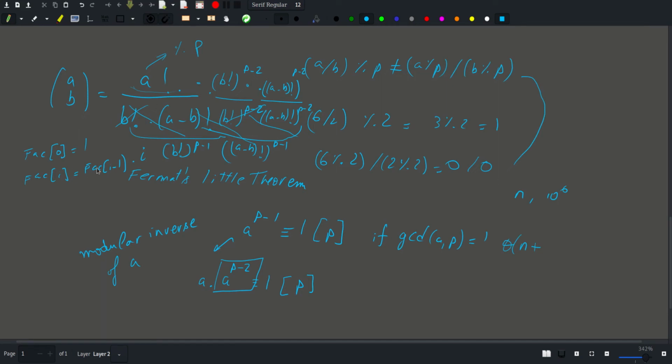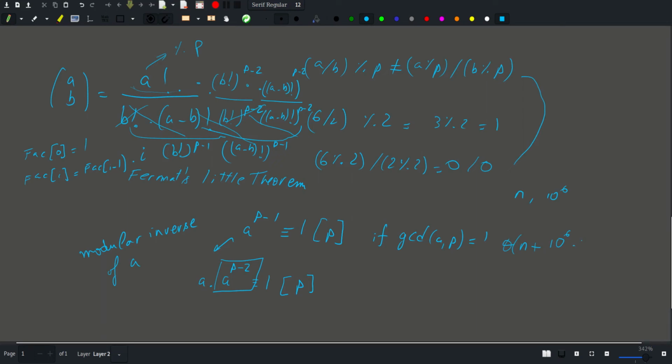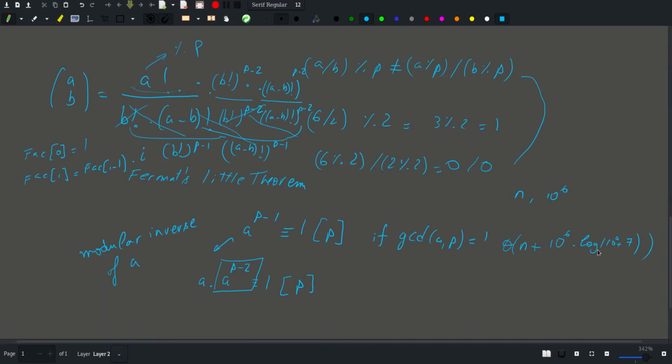and since we have to go up to 1,000,000 to calculate the factorials, and since we have to perform a binary exponentiation here, our total complexity for this will be 10 to the 6th times log of 10 to the 9th plus 7. So that's pretty much it. Let's go ahead and check out the code now.